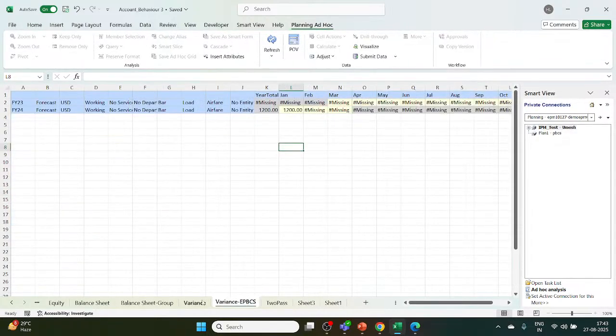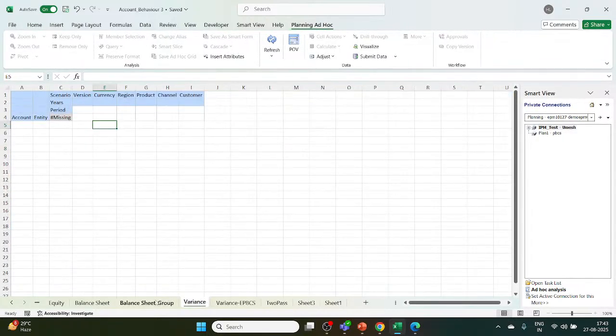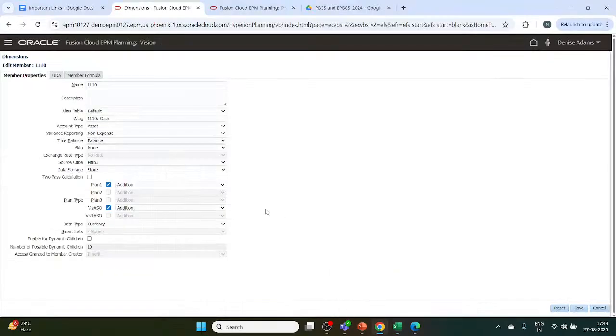So this is the two pass calculation. Here we have understood. Now we will see the plan type. We know our plan 1, 2, 3 is a BSO cube and here is an ASO cube.